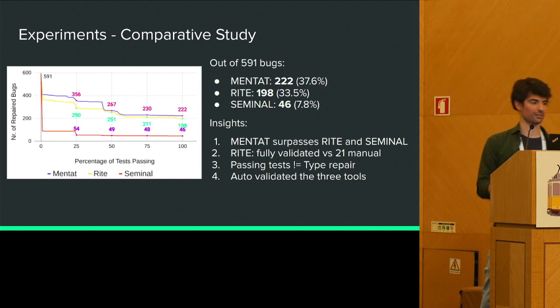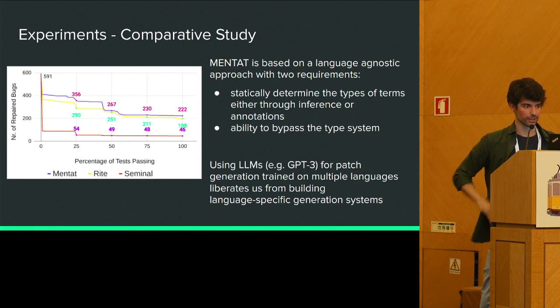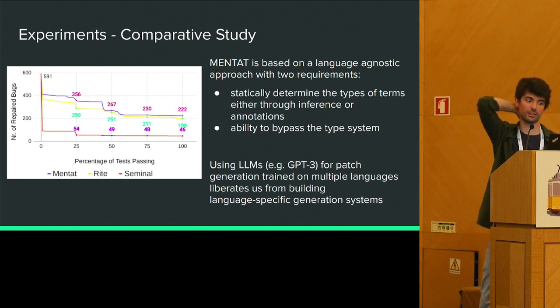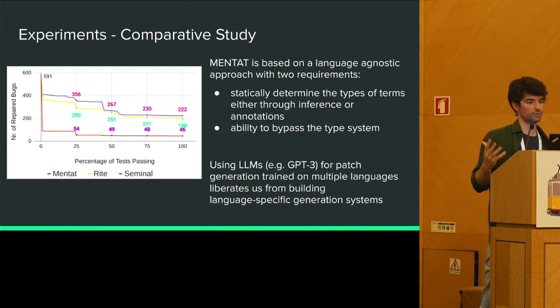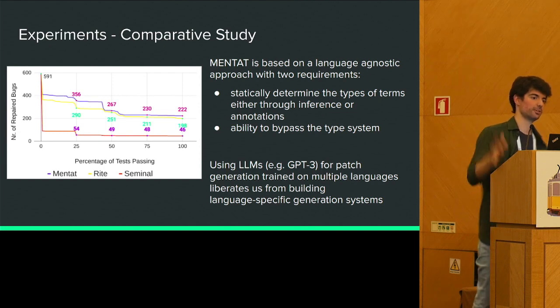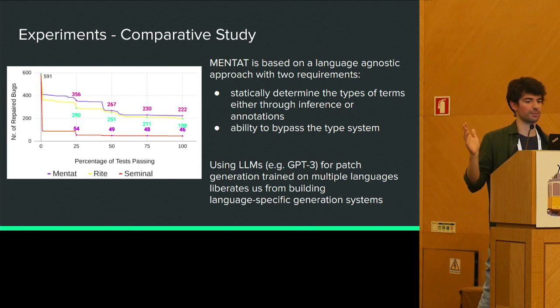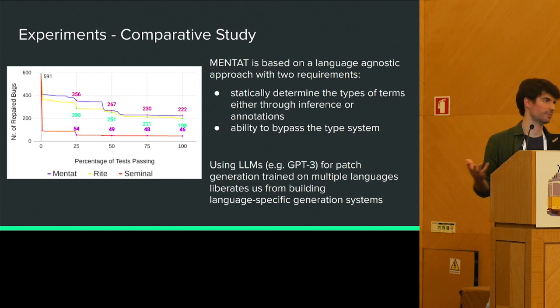To finalize, we automatically validate all three approaches. Our technique, Mentat, is based on a language-agnostic approach. We wanted to focus on this near the end. So it has two requirements. We need to statically determine types of terms, either through type inference or annotations in the program. And the second requirement is that we need an ability to bypass the type system.